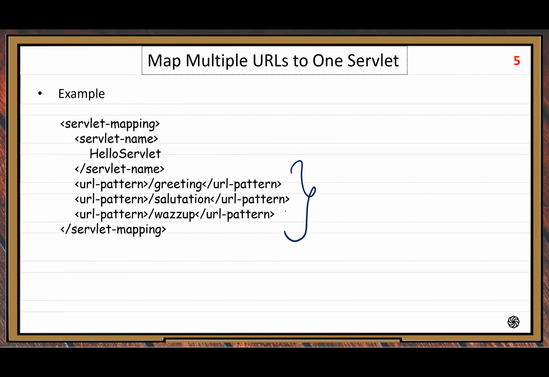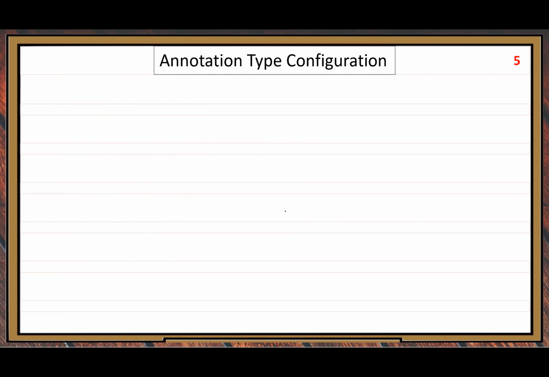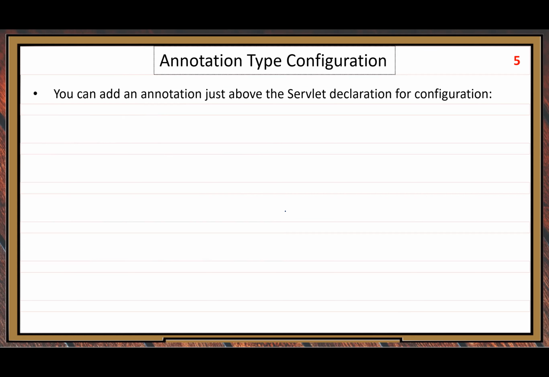All right, let's move to the next step. Annotation type configuration. This type has been available about 10 years, at least 10 years, more than 10 years. But it is relatively new compared with the old way, which is more than 20 years old. So this new way is a little more than 10 years.